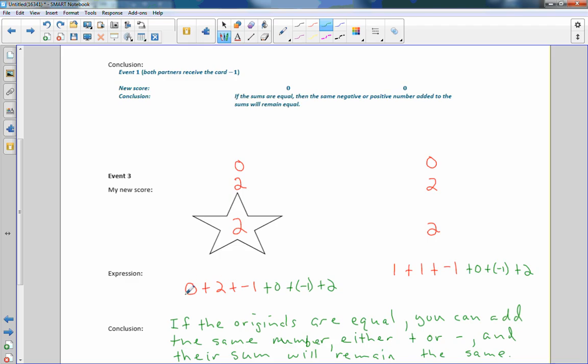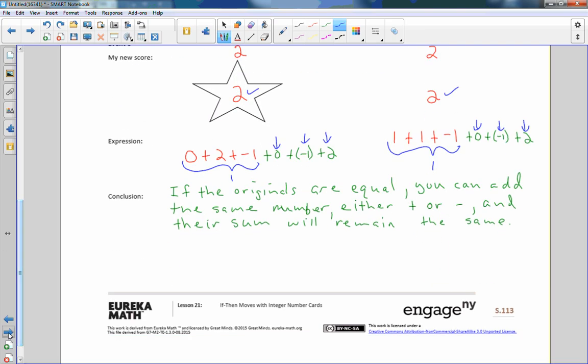Okay, so let's recap that. So what they're saying is this adds up to 1. This adds up to 1. I added 0 to both of these. Their scores were both still 1. I added -1 to both of these. Now their scores were both 0. And then I finally added 2 to both of these. And we got 2 and 2. So the originals were equal. I added the same number, positive, negative, and 0, and their sums remained the same. And that is the conclusion here.